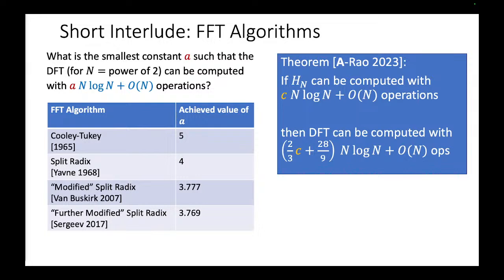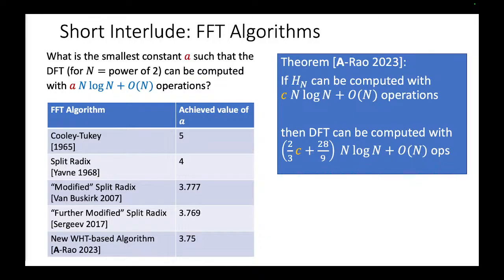Okay? Roughly, if you know about this stuff, the 28 over 9 comes from all the twiddle factor things, which we don't touch, but the 2/3 C comes from the additions and subtractions that we somehow rearrange into Walsh-Hadamard transforms. So if you plug in C equals 1, like the folklore algorithm, you exactly recover the 3.777. But if you plug in our new 0.96, you get our new leading constant, which is 3.75. So we got a nice improvement to the FFT.